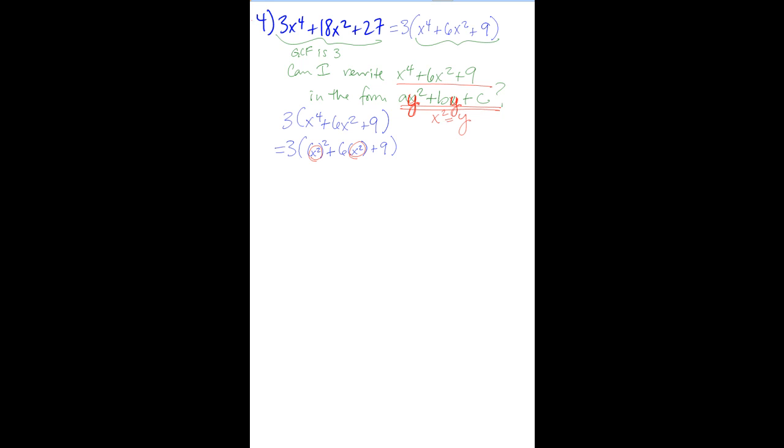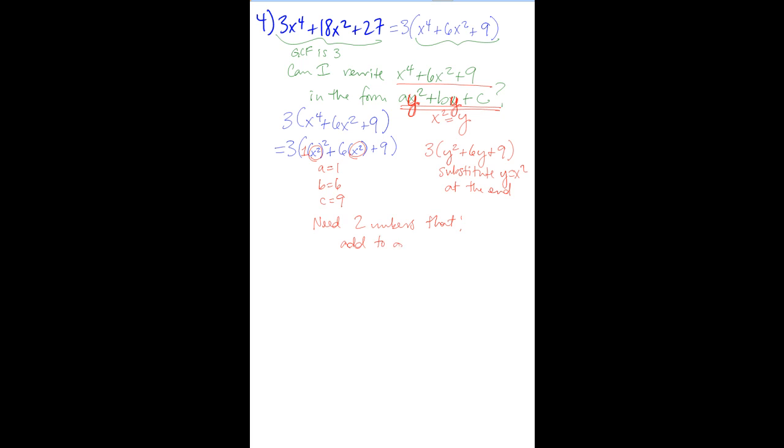If it helps, you could even rewrite it like this. You could even rewrite it as 3 times y squared plus 6y plus 9, and solve for y, but just remember at the end you would need to substitute y equals x squared. You have to put an x squared in for y every time at the end. But if we do this, we could do this, right? In this case, it's like we have a 1 out front. So if we do this in this form, our a is 1, our b is 6, and our c is 9.